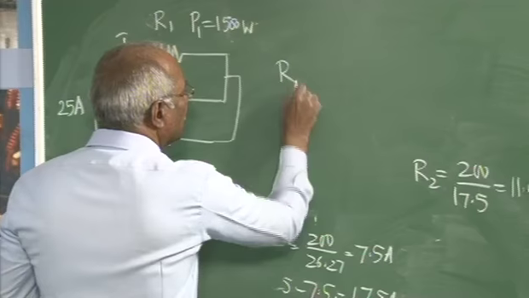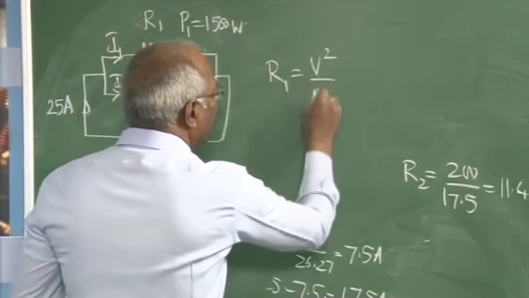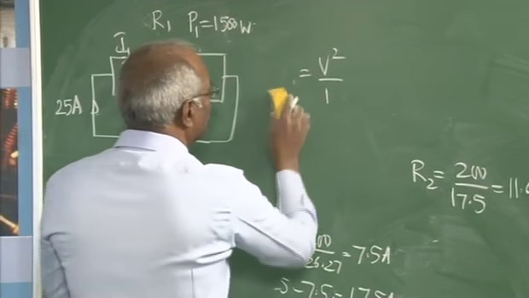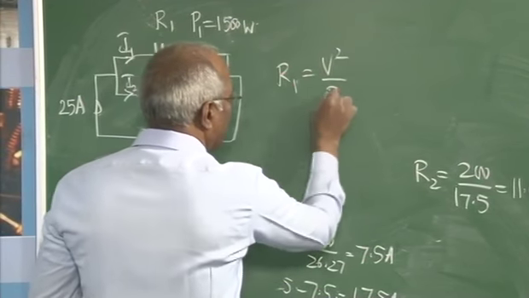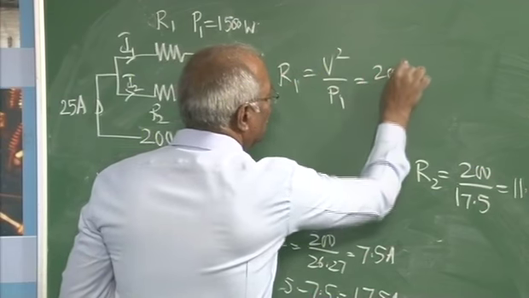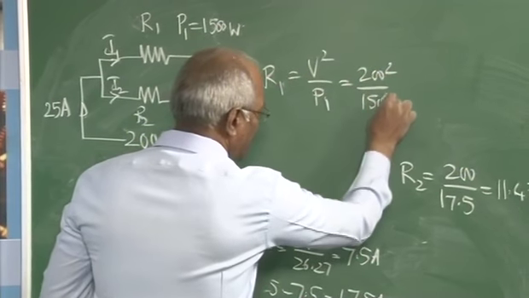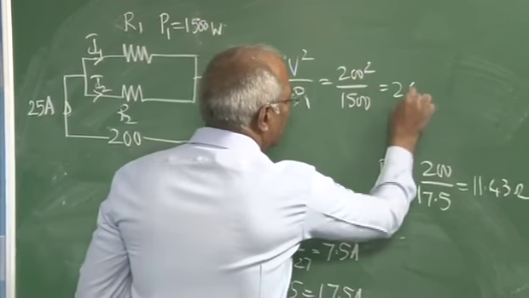R1 is equal to V square by P1, that's nothing but 200 square divided by 1500, which comes to 26.27 ohm.